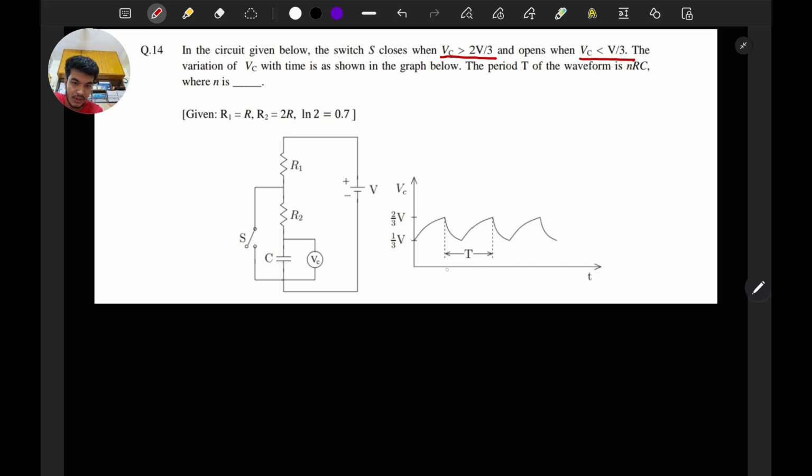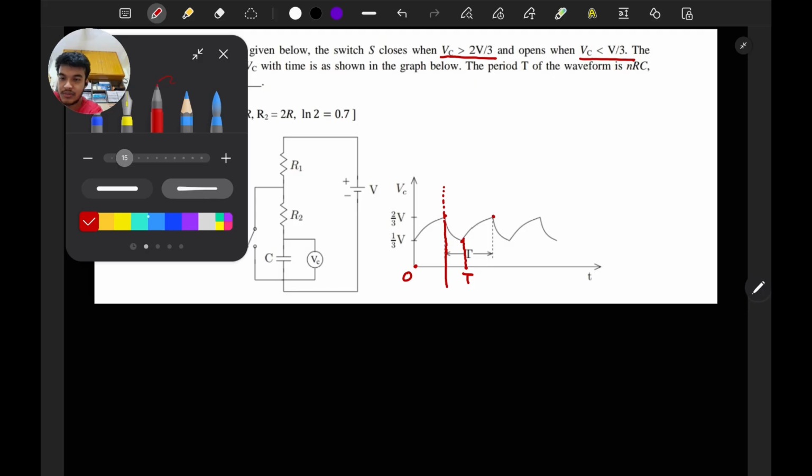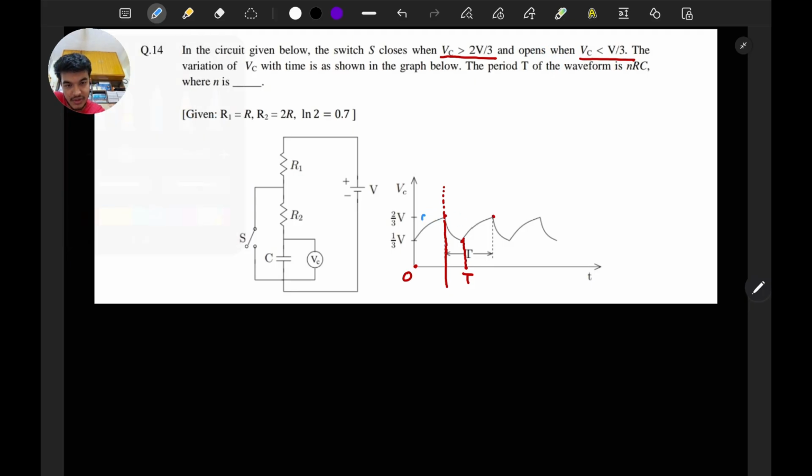See, this is the period T, as we know, of the waveform from one crest to another crest, right? If this is T of the waveform, I can also say that from this point to this point, this is also T. And see, when V is greater than VC by 3, it has been said that the switch is open. So at this phase, the switch is open. Let us say that the switch was open for time T1.